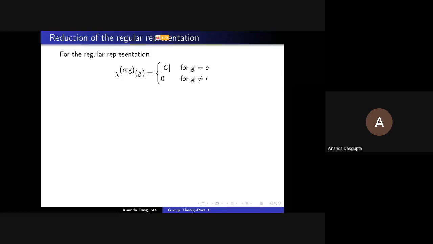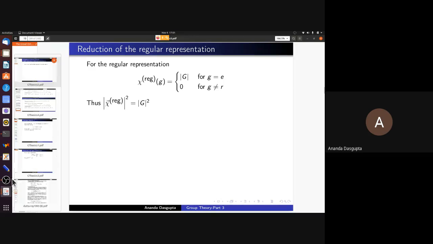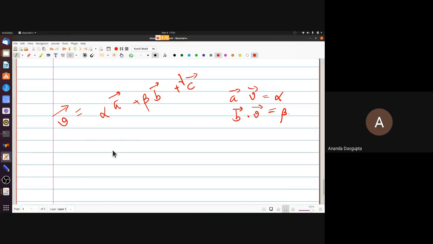But that's okay. I made a mistake here. This is not really mod G square. This is mod G because you have to divide by 1 by mod G. So there's a typo. This chi regular mod square, if you take the vector and mod square it, you get mod G. But you should get 1. Or perhaps it's easier to think about it in terms of this. Chi G. Okay, what I really mean is this. Take chi G, take its mod square, and sum over all group elements. The criterion of irreducibility is this should be mod G.